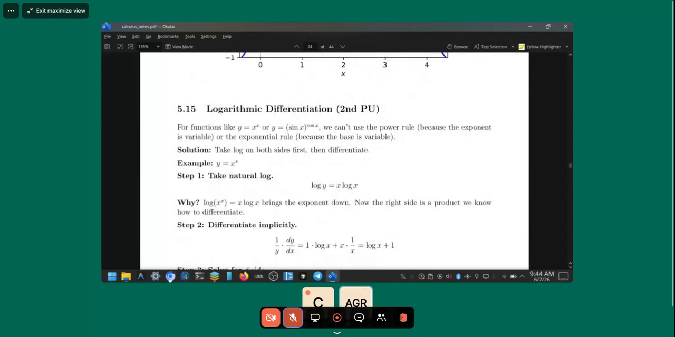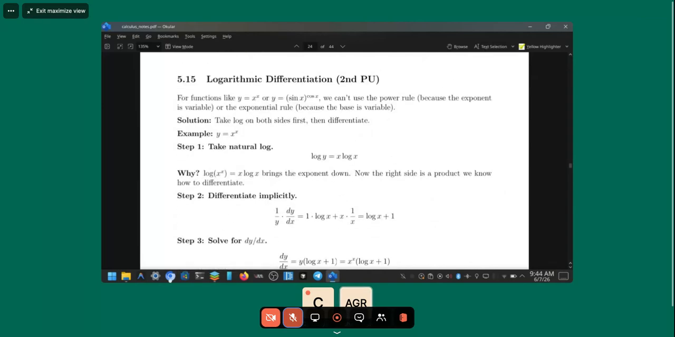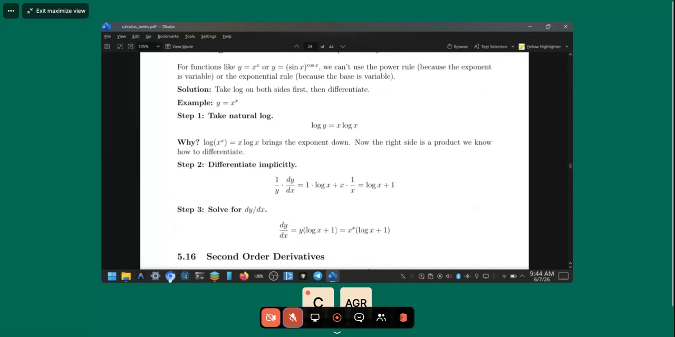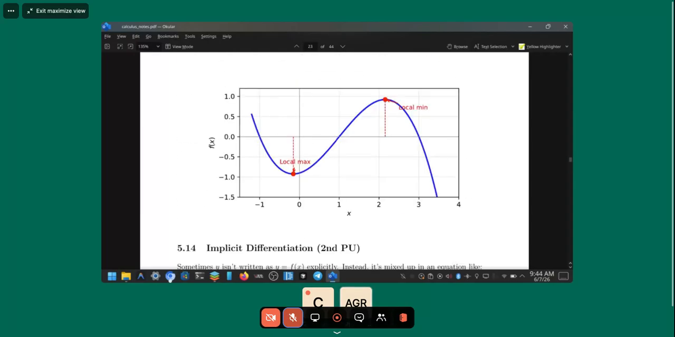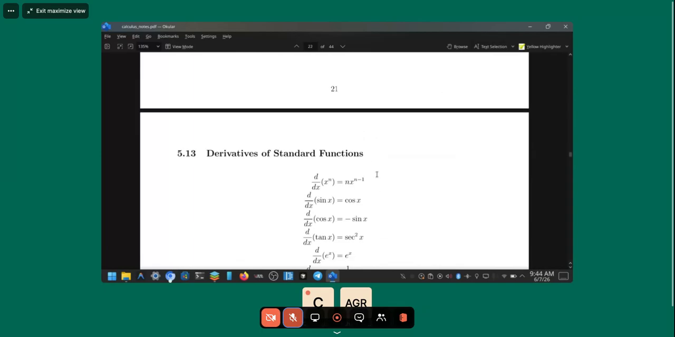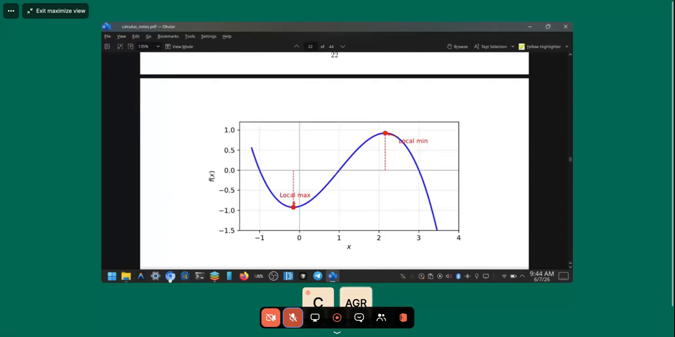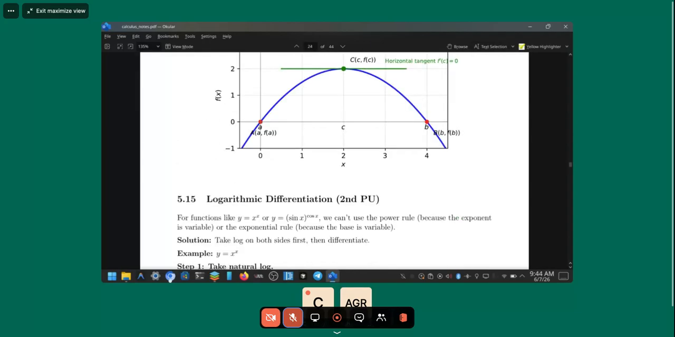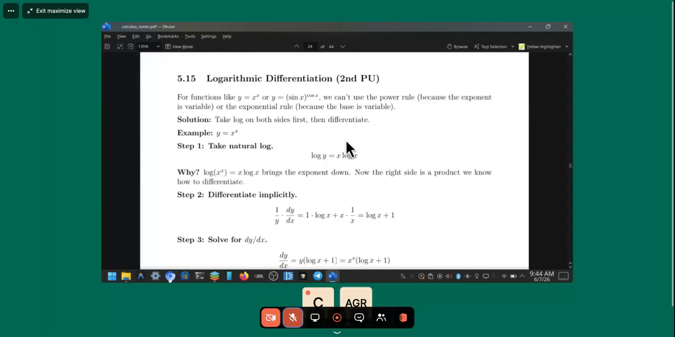Then another concept from the PU board is logarithmic differentiation. Take the natural log. For example, y is equal to x to the power of x. Taking the natural log, log y is equal to x log x, as you can see from this rule. Here there is no constant, that's why you get log x, because the exponent comes down. Now the right side is a product, which we know how to differentiate.